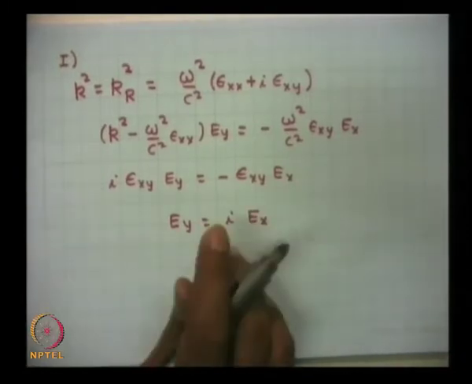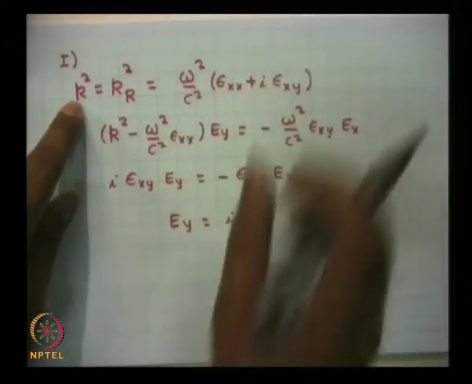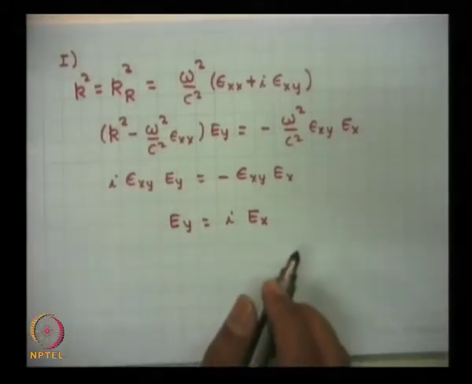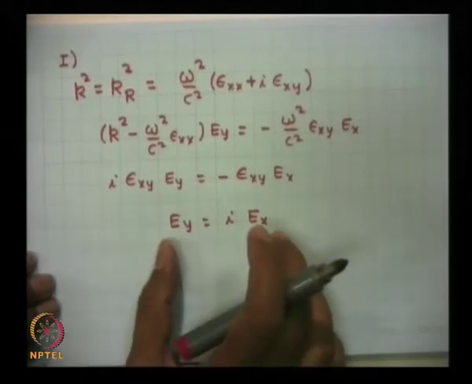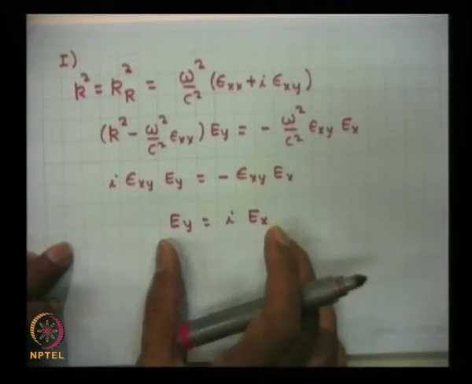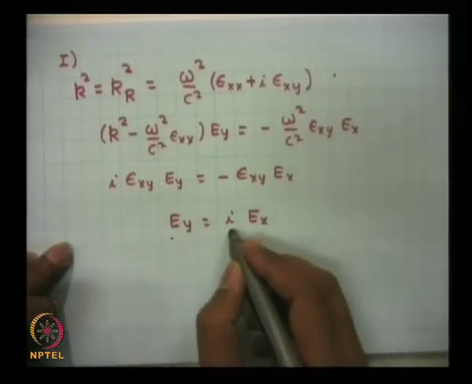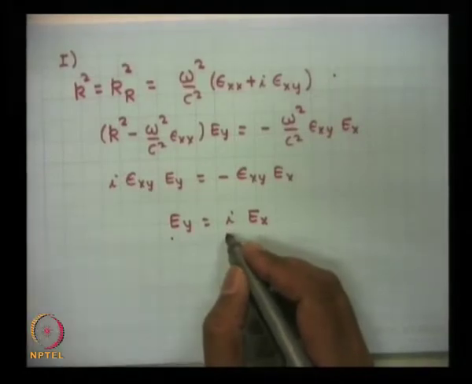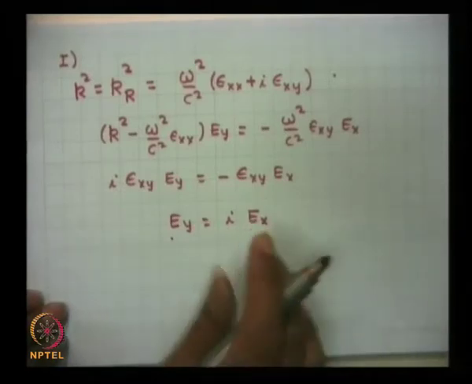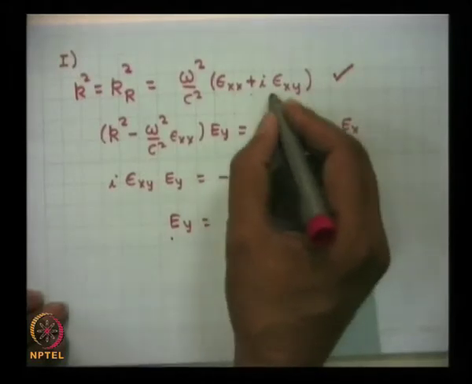So, k can take this value with a positive sign if Ey is equal to i Ex, and this has a very important message, which we shall discuss. This particular kind of wave, with Ey being 90° out of phase with the Ex component, will have a propagation vector given by the positive sign between these two terms.